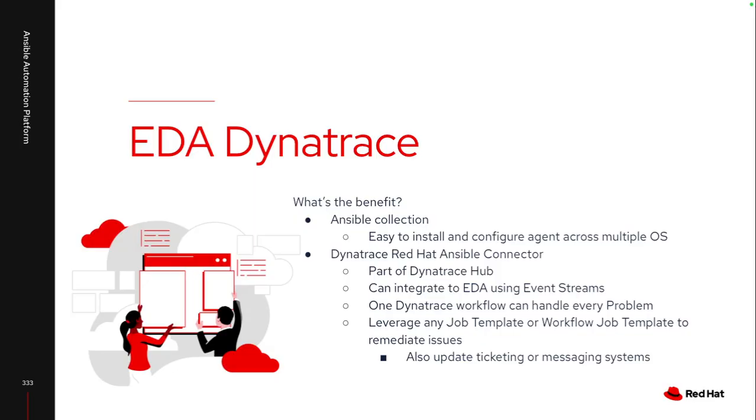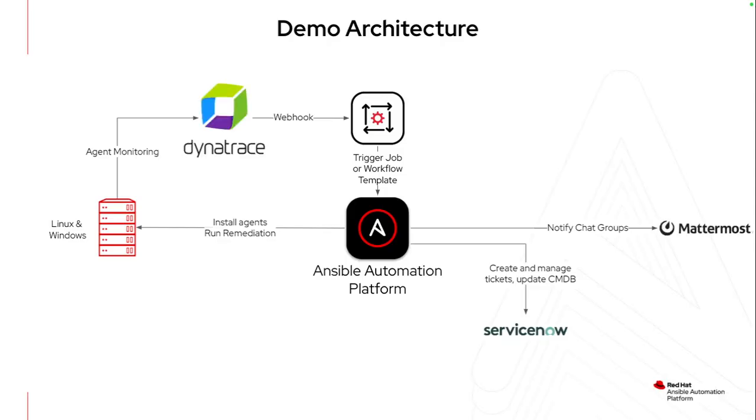From the rulebook side of the house, I can call any existing job template or workflow job template, so I can do that remediation, update things like ServiceNow, and send messages to Slack or Teams, all within that single remediation or single response. So from an architecture perspective, really all of this can be run through the automation platform.